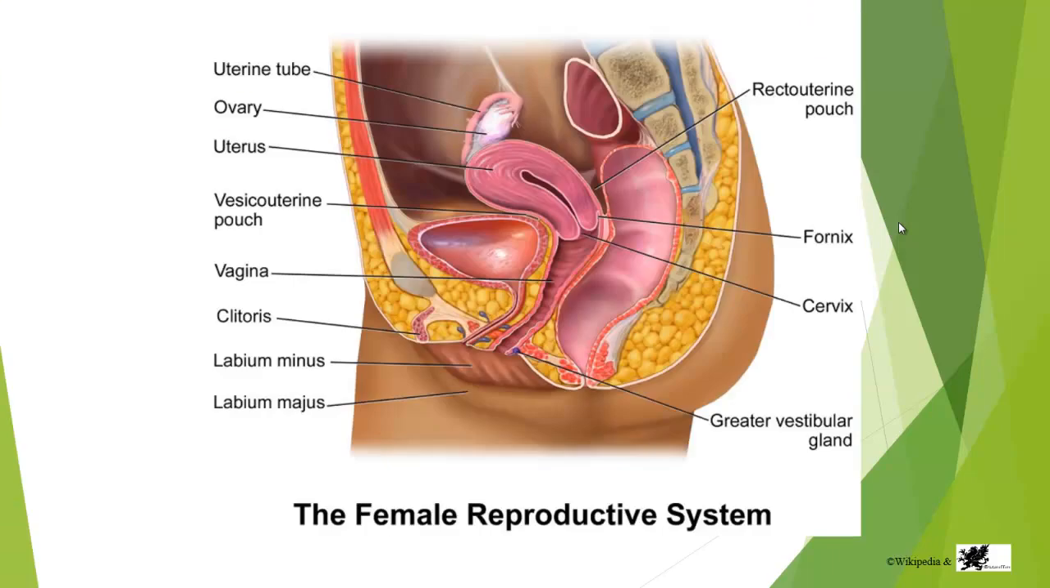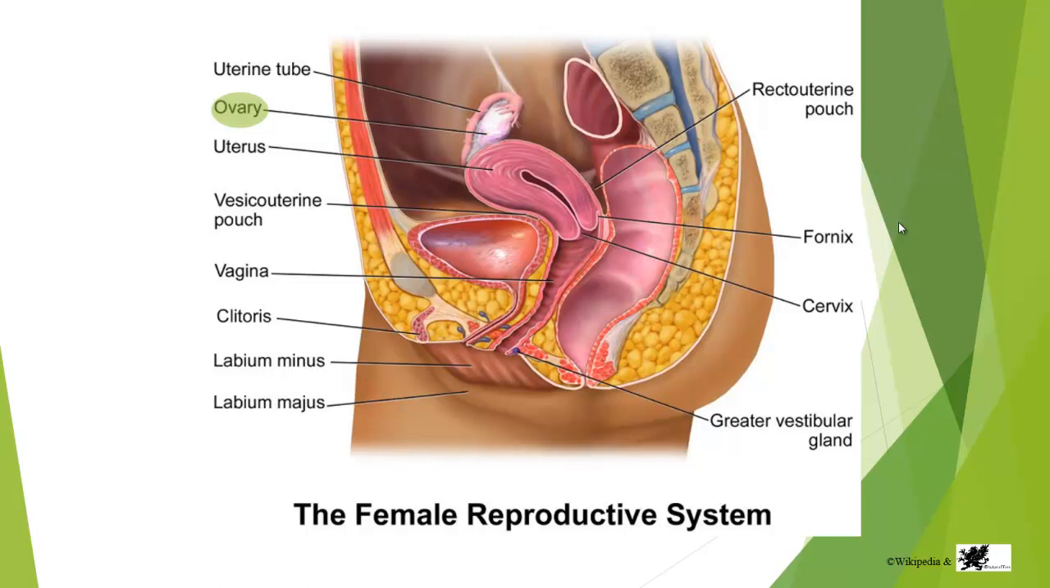The ovaries are small, oval-shaped glands that are located on either side of the uterus. The ovaries produce the female egg cells called ova or oocytes. They'll also produce estrogen and progesterone.